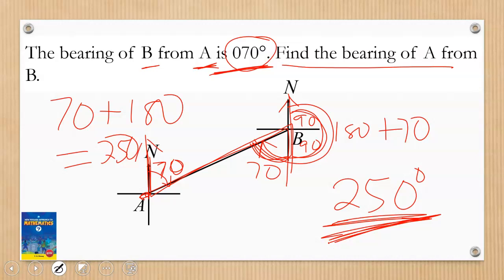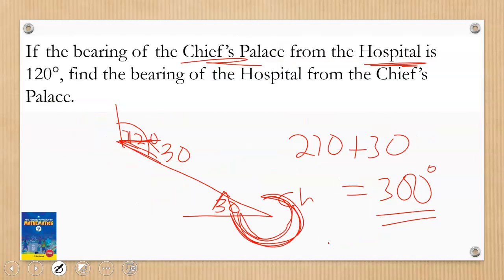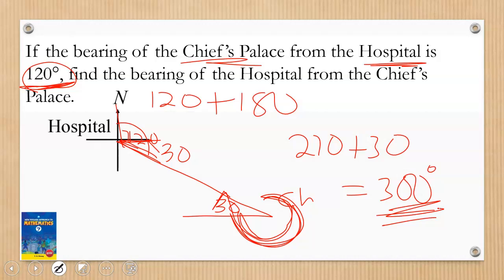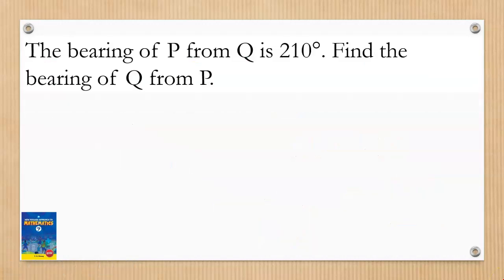Do you see that? Again, look at the second one too. Here too, the angle that was given to us was 120. So the reverse angle will be 120 plus 180, because 120 is less than 180. And so the angle is 300. So you see, you can do this without even the diagram. Good. Let's take another example.